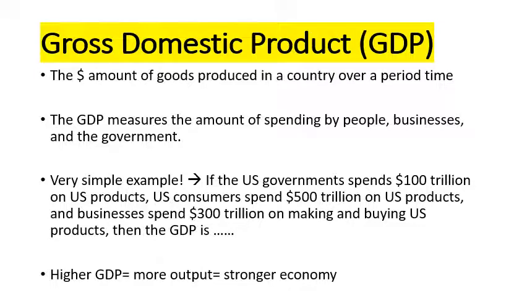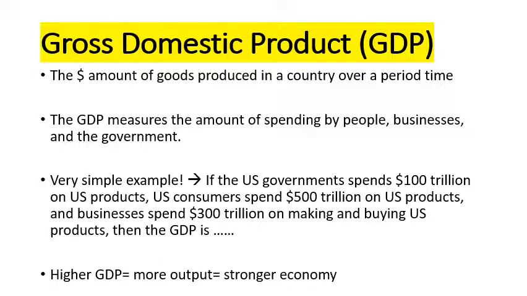Okay, GDP measures the amount of spending by people, businesses, and the government. Think about it. Businesses spend money on producing products. Government spends money on buying products. People, they spend money on buying products. Okay, the total amount of spending by all those 3 things, people, businesses, and government, if we add those up, that's how we get our GDP dollar amount.